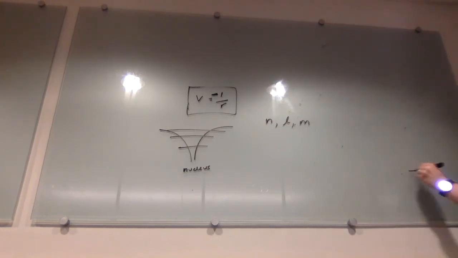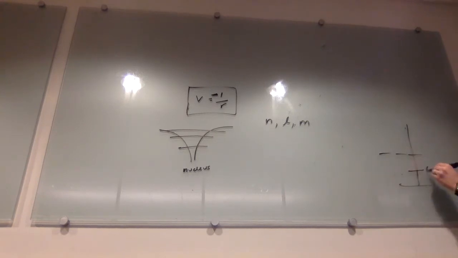Oh, sorry. Let me just go back to the square thing for a second, because I forgot to say one thing, which is that this is E1, this is 1, 1, 1.